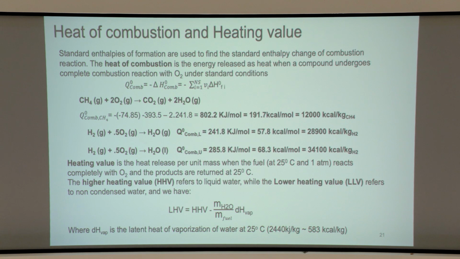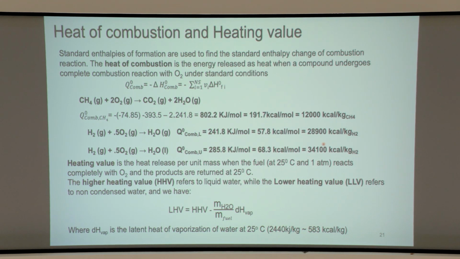Similarly, you can do this for hydrogen. Sorry, the previous one was for methane. For hydrogen, hydrogen plus half oxygen gives you H2O in the gaseous phase, or H2O in the liquid phase. We could have the heat of combustion for formation of the liquid, which for hydrogen is 34,100 kilocalories per kilogram. For gaseous hydrogen forming gaseous water, it is 28,900 kilocalories per kilogram of hydrogen.